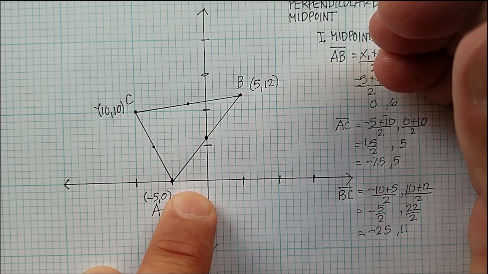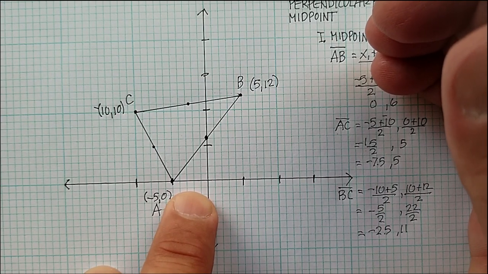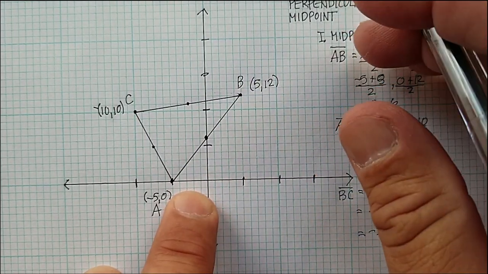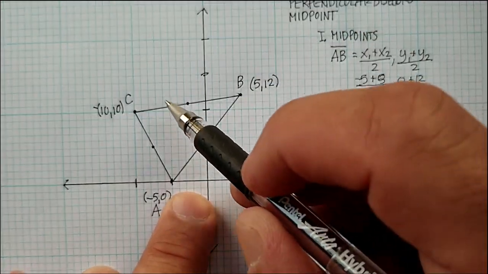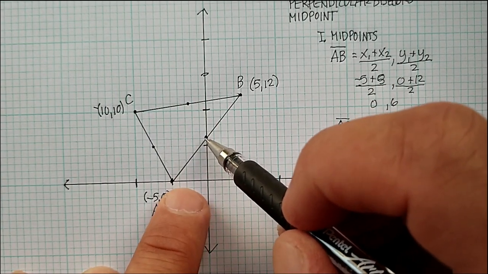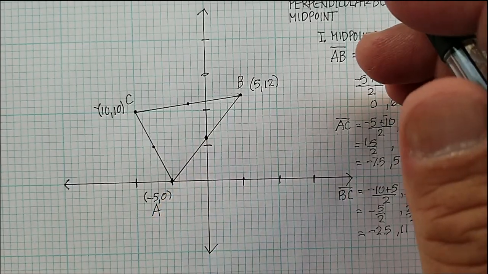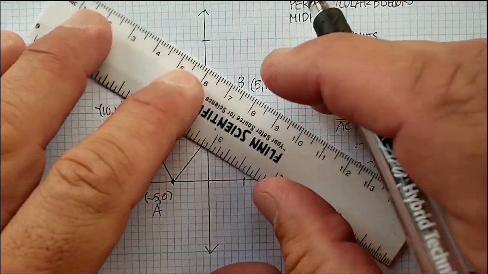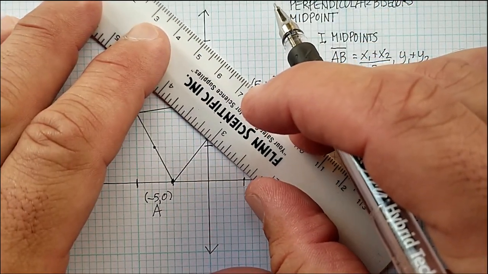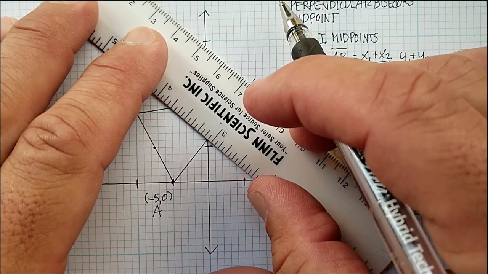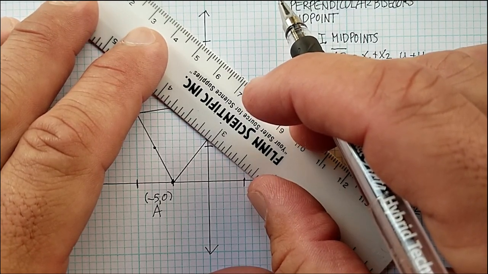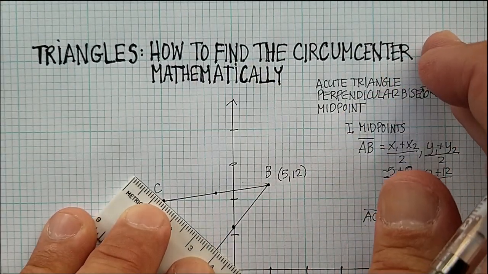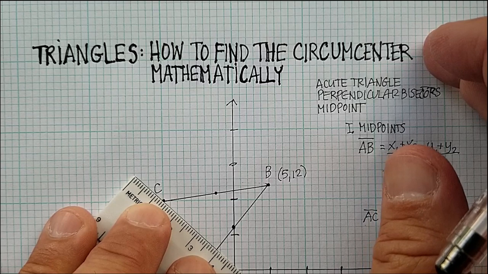Okay, so let's go ahead now and find the perpendicular bisectors for each of these. Now remember what that means. I'm going to draw a perpendicular line to that midpoint. Now I can eyeball it, right? I can just say, gosh, what would be a 90 degree angle? That looks about like a 90 degree angle, but that's not exactly accurate enough. How can I do it mathematically, which was the purpose of this video, right?